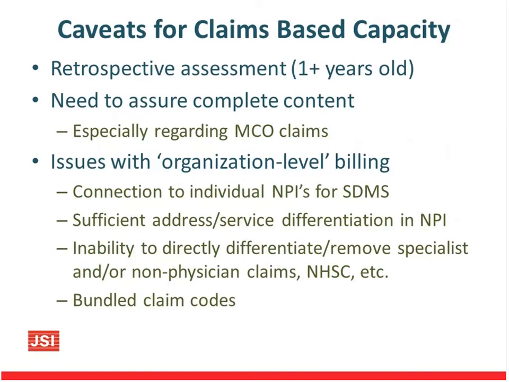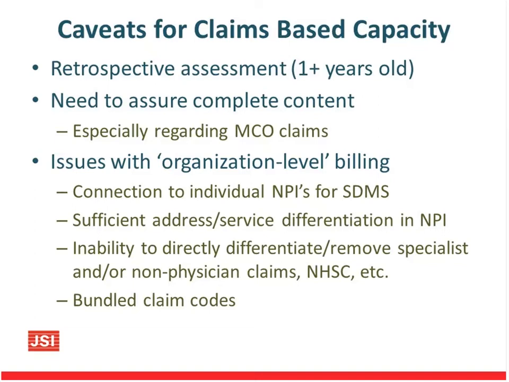Sufficient address, service information, and differentiation in the MPI. Every organization is supposed to split their MPIs by site and also by service within that site if there are very distinct services. Most of them do that. Some of them don't. So sometimes we have one place where we found a level 1 trauma center, tertiary care hospital, and all of their outpatient departments all bundled under one MPI. And if that's the case, then you've got a bigger issue that you have to deal with.